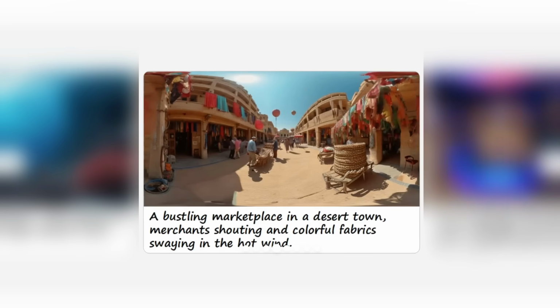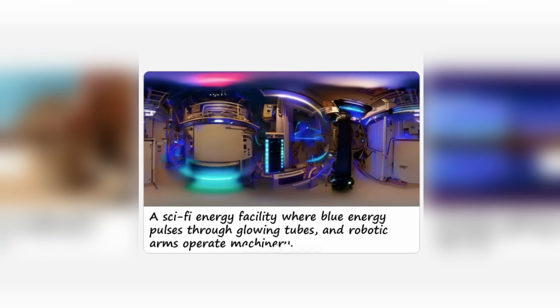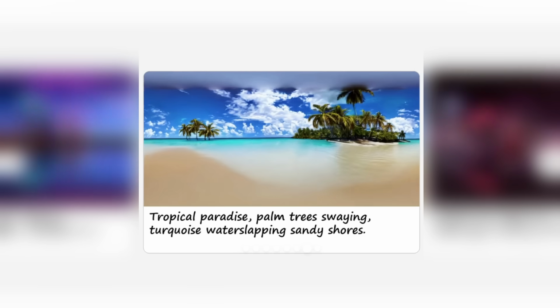Here's another one, a bustling marketplace in a desert town, merchants shouting and colorful fabrics swaying in the hot wind. And that's indeed what you see. Here's another one, a sci-fi energy facility where blue energy pulses through glowing tubes. And that is kind of what you get. Plus, this scene looks super realistic. Here's another really nice example. So while we have a ton of video generators already, most of them can only do like 16 to 9 videos at the widest. But this one can do like full panoramic videos like this, which is super impressive.